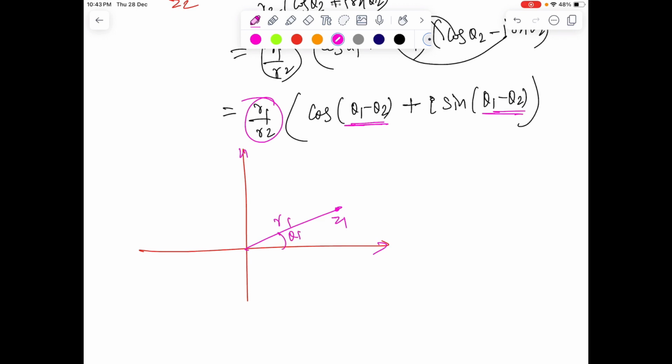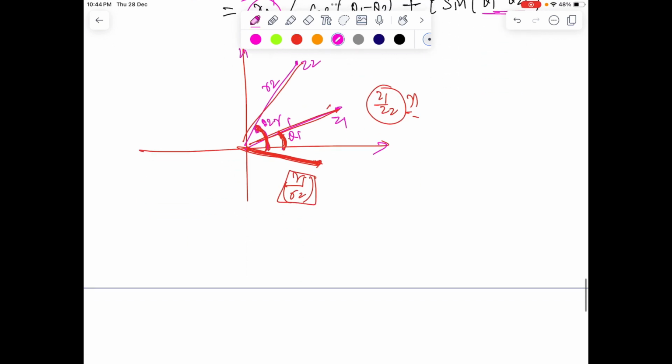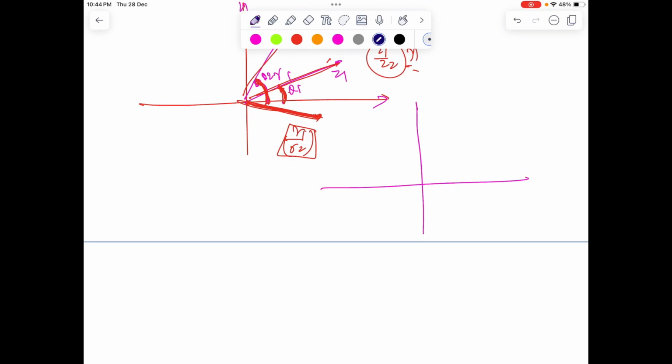So if you have got z1 with r1 and theta 1, z2 with r2 and theta 2, z1 by z2 is nothing but r1 by r2 at an angle of theta 1 minus theta 2. So where will it be located? Let's say this angle is 30, this is 45, so it's minus 15, somewhere here. And the distance will be r1 by r2. Now whether it will be more than this or less than that or equal to that depends on the values of r1 and r2. Again, to get a feel of this, let's take a numerical example.